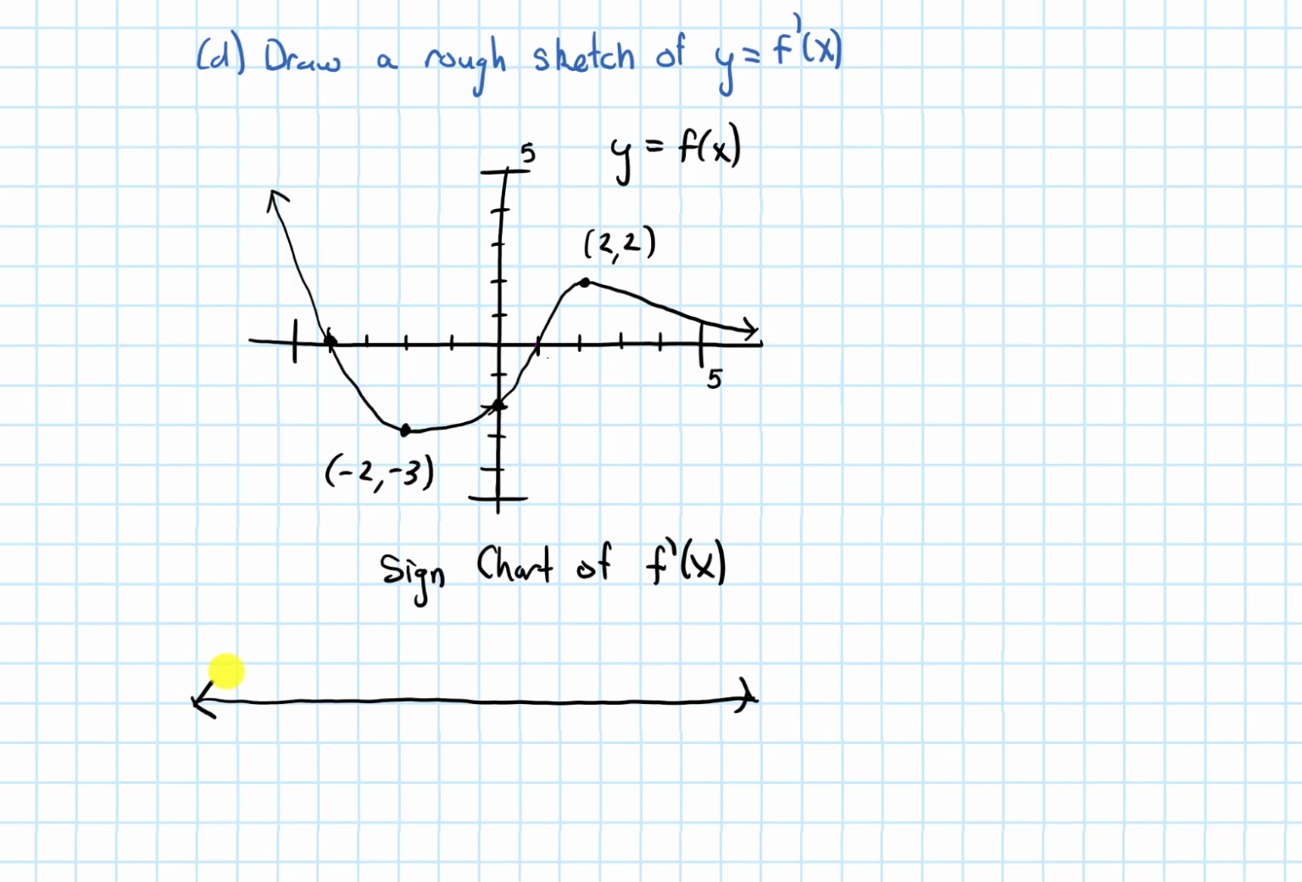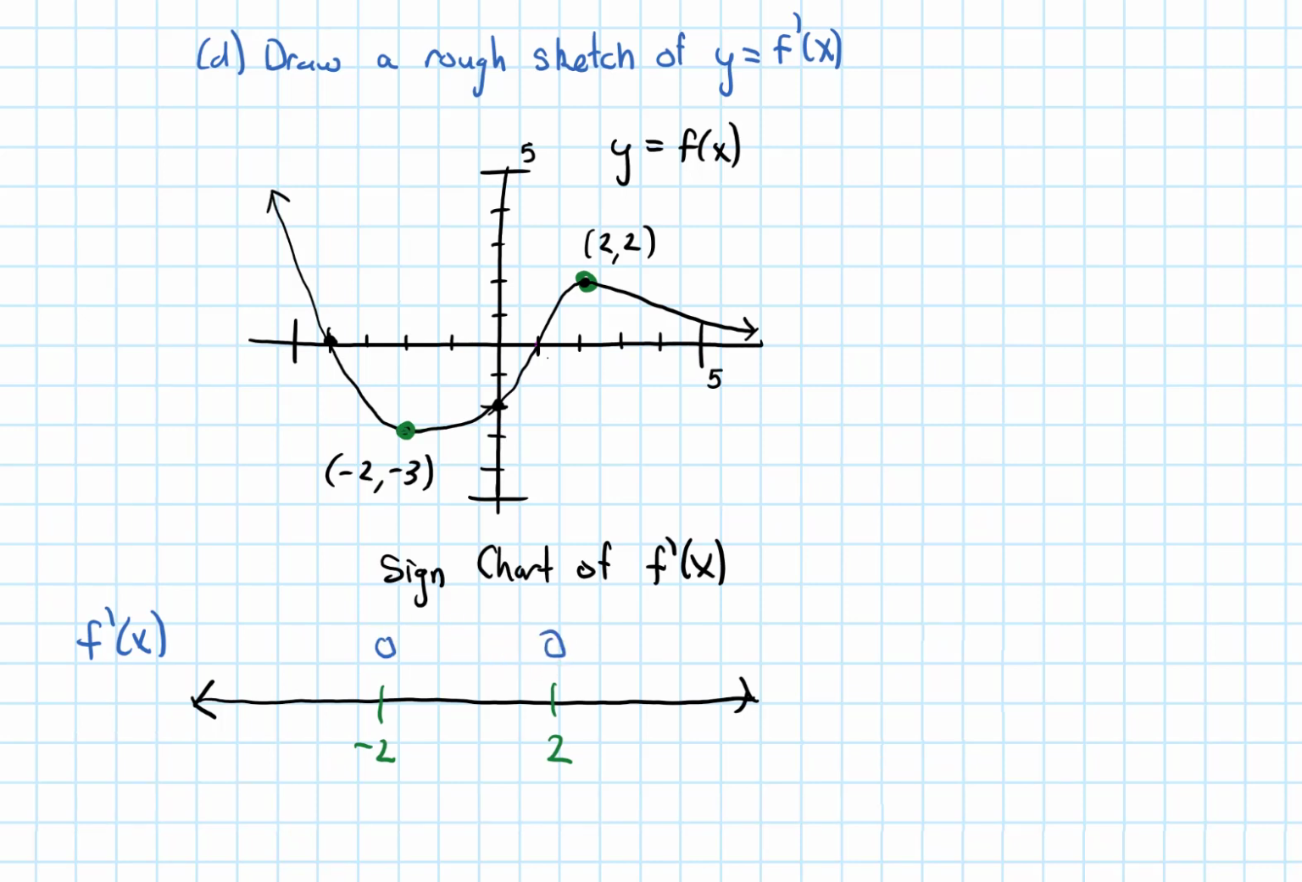And I know from part A the places where my derivative equals 0. Remember, there was a horizontal tangent line when x is -2, and another horizontal tangent line when x was +2. So I'm going to put a tick mark where x is -2, and a tick mark where x is +2. And at those 2 points, my derivative's value is 0.